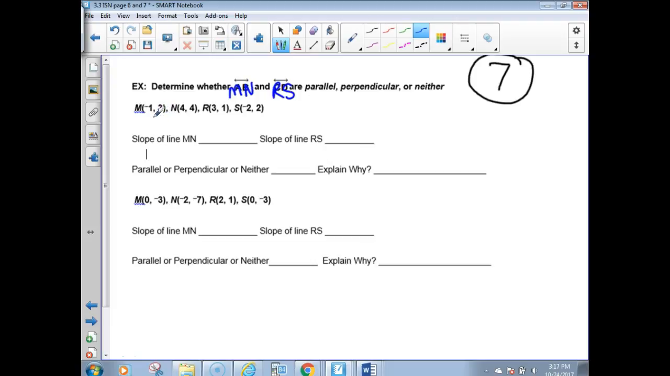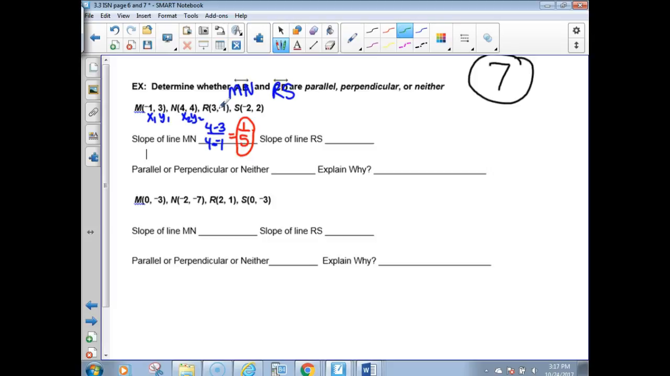Point being, we need to find the slope of line MN. Remember, you take your X's and Y's, and if you want to label them with the 1s and the 2s, then we're going to subtract 4 minus 3. On the bottom, 4 minus -1. X is on the bottom. 4 minus 3 is 1. 4 minus -1 is 5. Okay, so the slope of the line through M and N would be 1/5. Bless you.